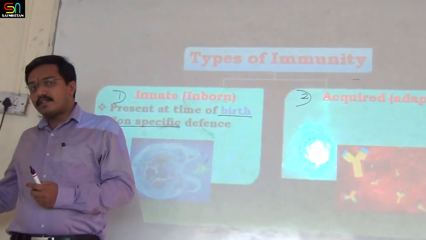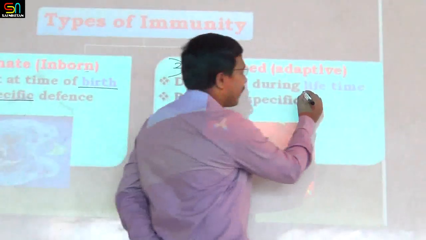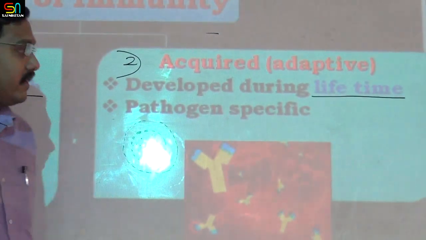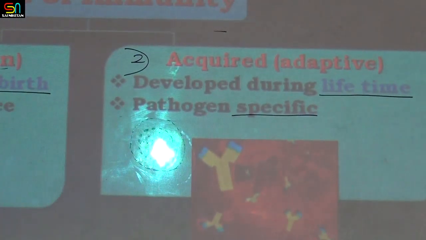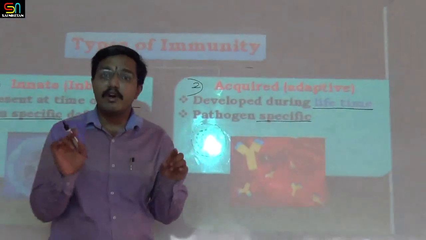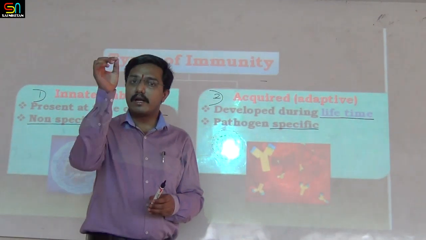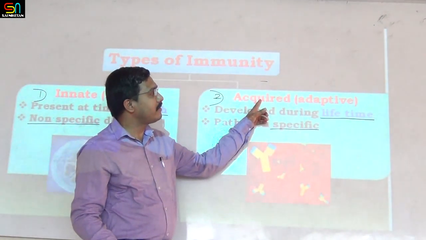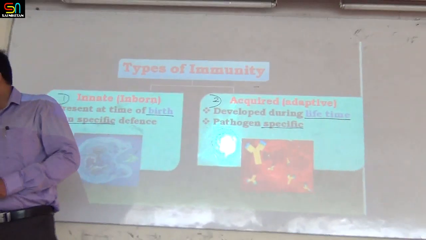Now, what is acquired immunity? Acquired immunity develops during lifetime. But this immunity is pathogen specific. This is the specific immunity. And one more piece of information about this immunity is that it has immunological memory. If a pathogen has entered the body, this acquired immunity is able to remember it forever. That is the speciality of acquired immunity. Basically, acquired means developed. But today we will concentrate on innate immunity.